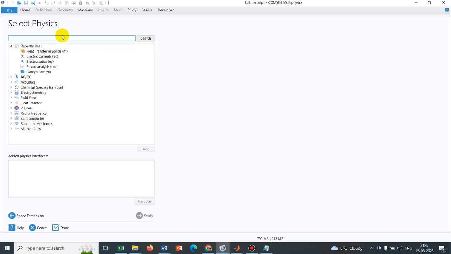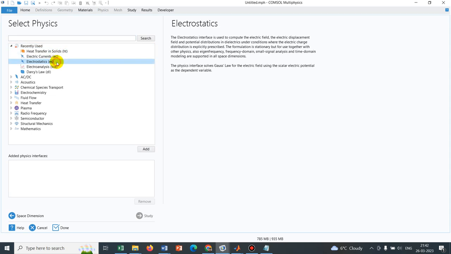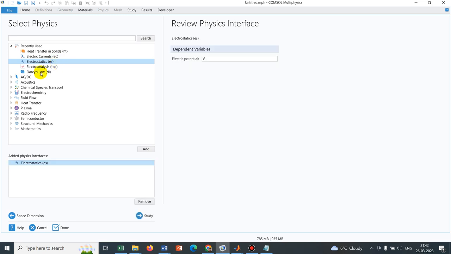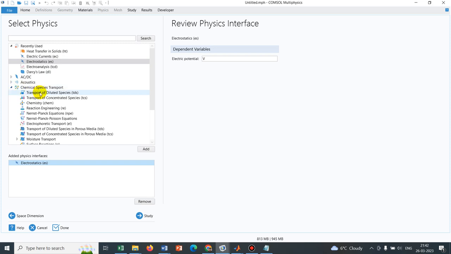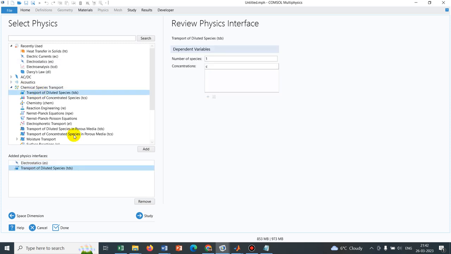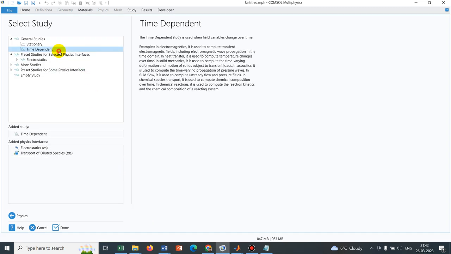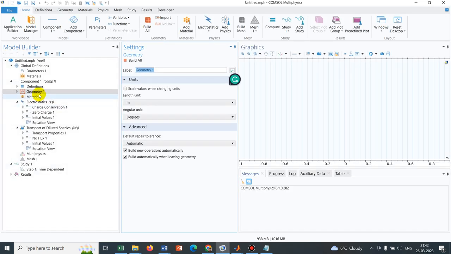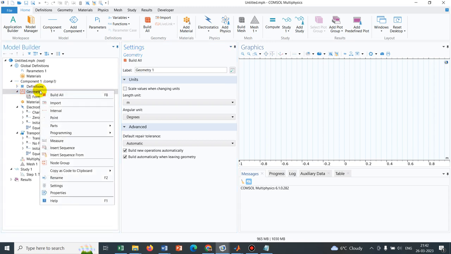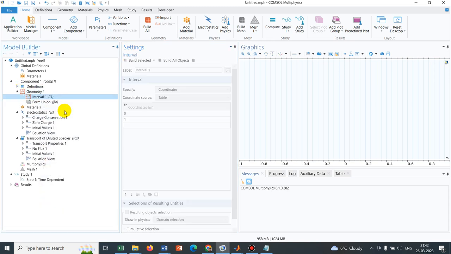So let us carry on, and we can take a one dimensional case initially, and in this case we'll be requiring electrostatics. So let us take electrostatics. And we'll also need transport of diluted species, this one. So these two will be required. Then I go to study, click on time dependent, and initially I'll be taking a particular interval.